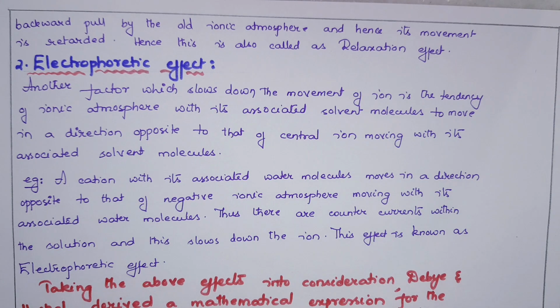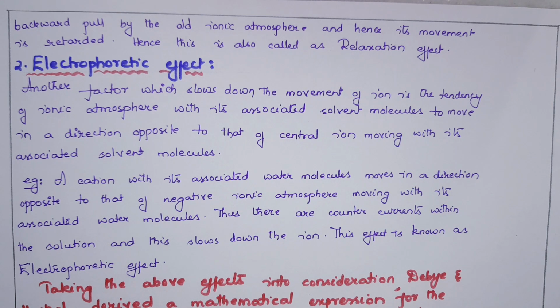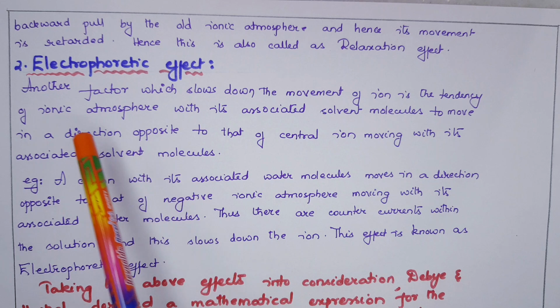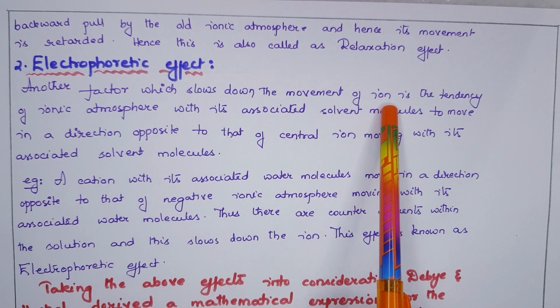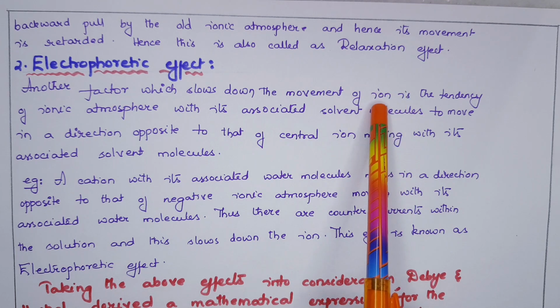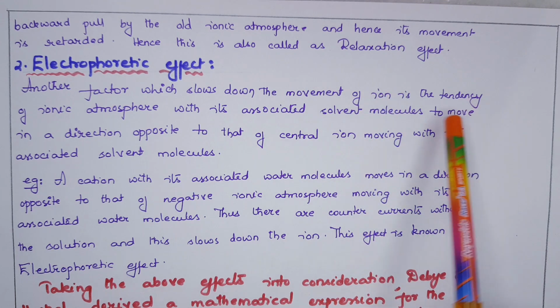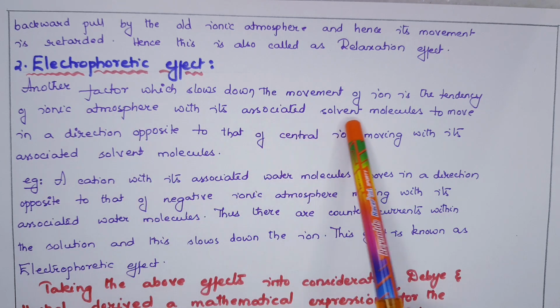Second reason, electrophoretic effect. Put the side heading, students. Now this is the other factor which is responsible for slowing down the movement of the ion. The previous one we have seen was the relaxation effect. Now the second factor is the tendency of the ionic atmosphere with its associated solvent.